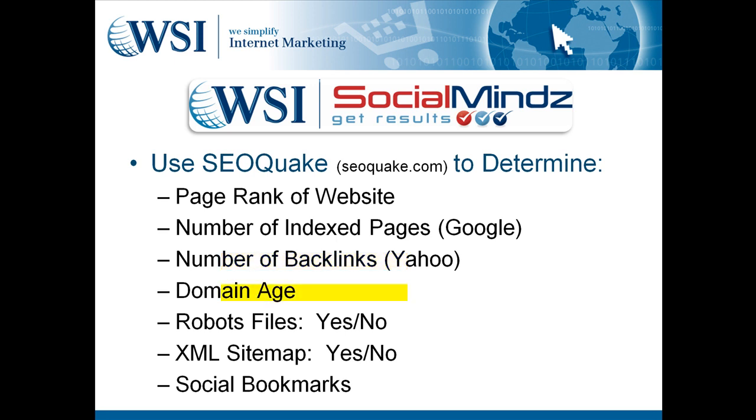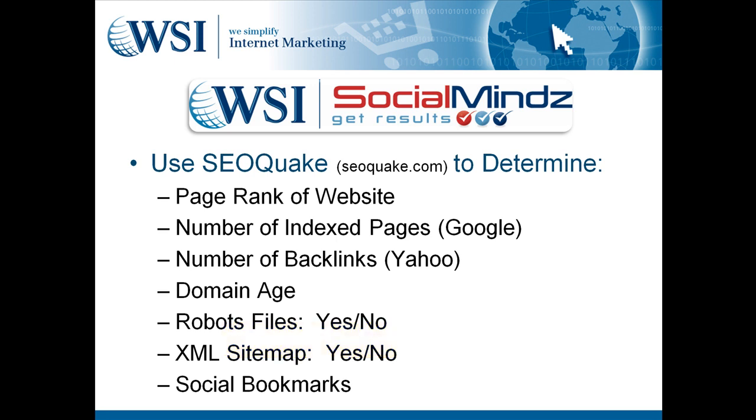Domain age. SEO Quake, again, will pull up this information on any website and it could determine how old that website has been around. And again, from a search engine perspective, this is very important because they give credibility to people that have been around for a longer period of time. And the last few things is SEO Quake will also tell you if the website has a robots text file and if they also have an XML sitemap, which allows the search engines to easily crawl and understand all the different pages of the website.